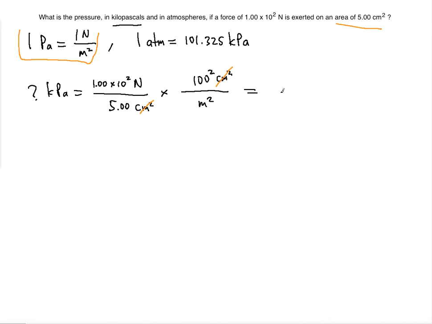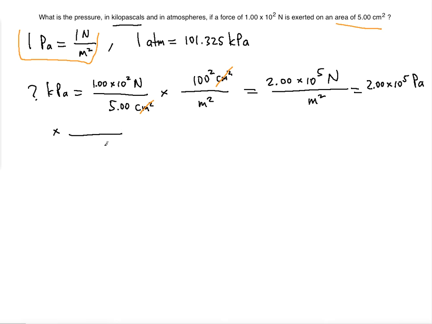Alright, so what is that going to be? That's going to be, using the calculator, if you do this right, you will get a huge number that you will have to write in this form, 2.00 times 10 to the 5th newtons over squared meter. Right, and now you can convert the newtons over squared meters to precisely the Pascal, right? So it's going to be 2.00 times 10 to the 5th Pascal. And we're not done yet because we need kilopascal, right? So one more conversion.